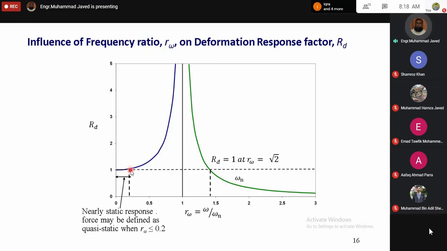And after that, RD increases rapidly with the increase in frequency ratio. And at frequency ratio equal to 1, it becomes infinite, due to the resonance. And after the resonance, the RD again starts decreasing.